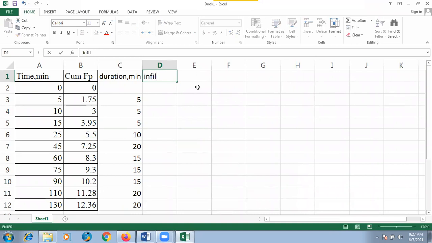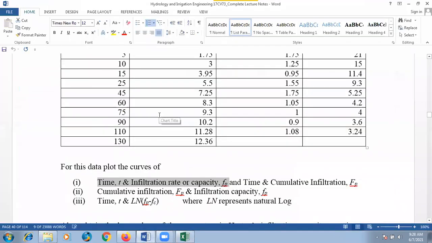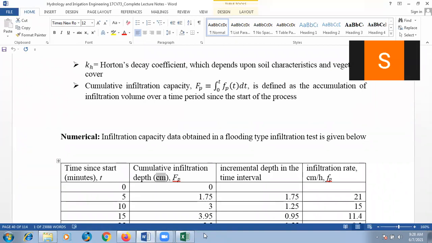So the infiltration value, the cumulative infiltration, is given in centimeter. If you look into the problem, this is mentioned in centimeter. You can just go back to the problem and look at that. See here, it is given in centimeter. I am also taking it in centimeter.